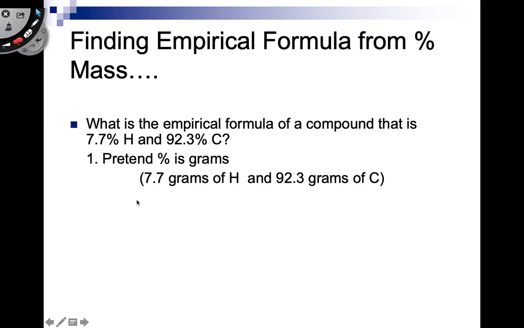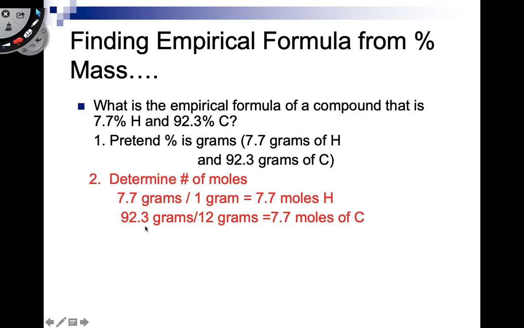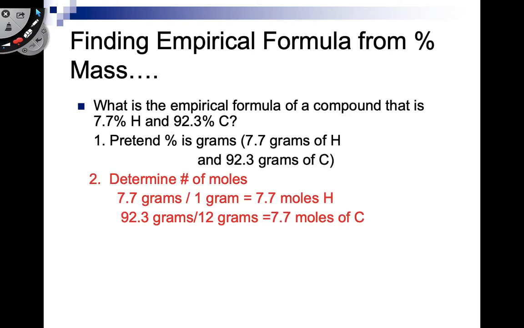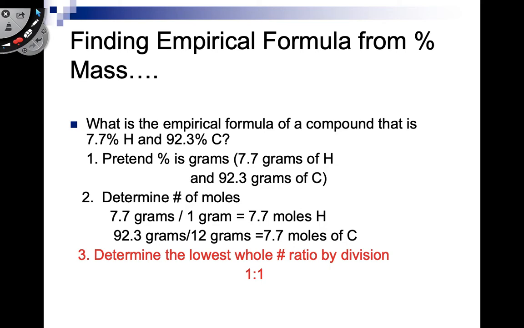So finding the empirical formula from percent mass. This question is asking you to find what is the empirical formula of a compound that is 7.7% hydrogen and 92.3% carbon. So there's a couple of steps that you need to follow. The first thing you have to do is pretend that the percent is grams. Then determine the number of moles, and then determine the lowest whole number ratio by division. So these are 3 steps.